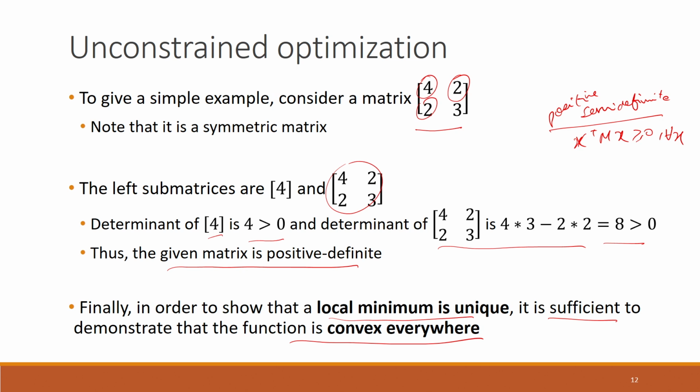But note that this has to hold at every x here. The Hessian matrix should be positive semi-definite at every x in order to argue that the function is convex everywhere. This is different from the case when we have to just argue that the function is strictly convex at x equal to x star. There we just have to argue that the matrix is positive definite at x star, but here we have to argue that the matrix is positive semi-definite at all x. That is the difference.